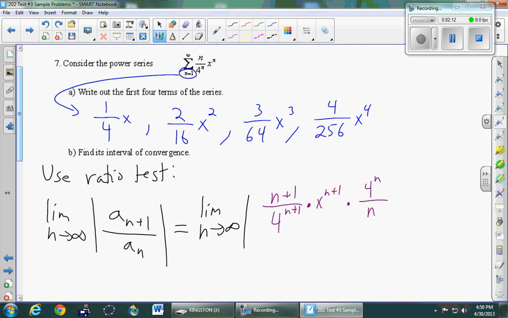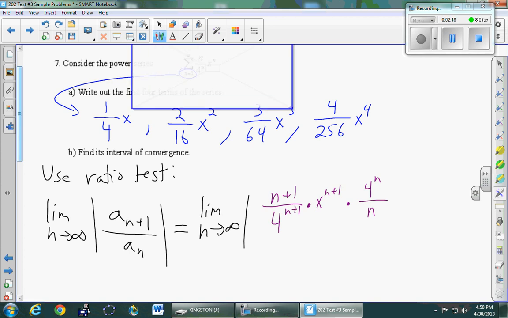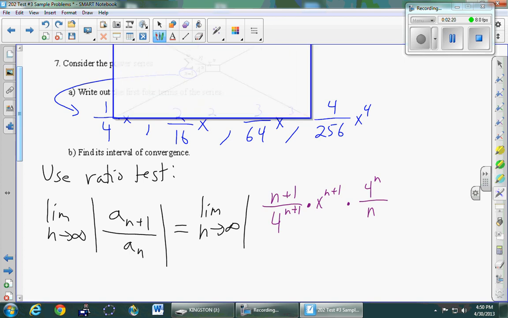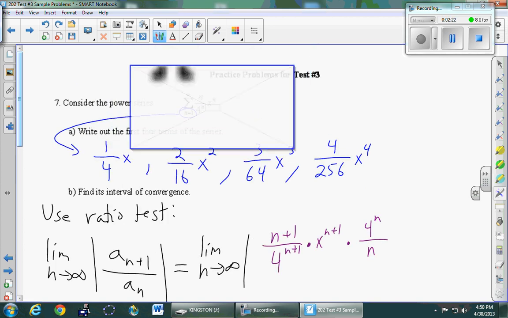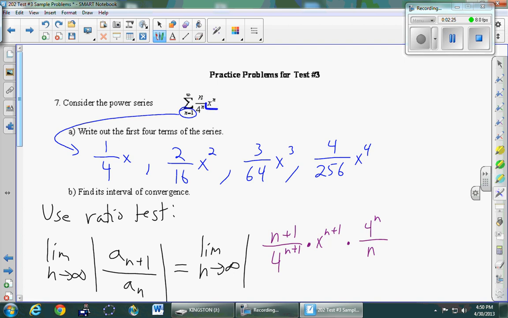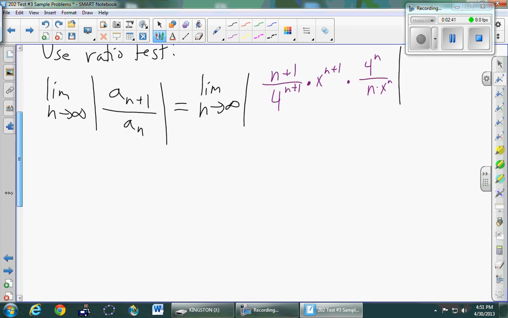How about the x to the n? Where is it really in the original, this x to the n? Is it upstairs or downstairs? Well, it's really upstairs. So when we flip it over, it goes down underneath. So I will put the x to the n down here, x to the n. Absolute value, and now we're going to start to cancel, which is a big part of the ratio test problem.